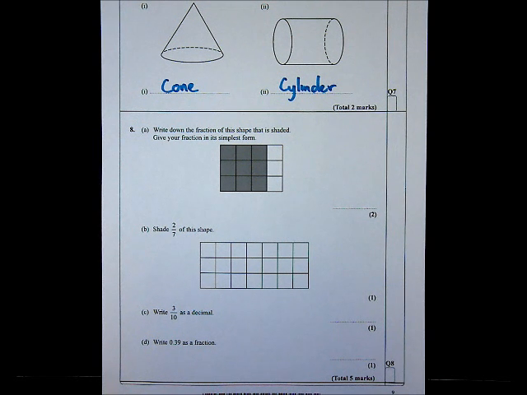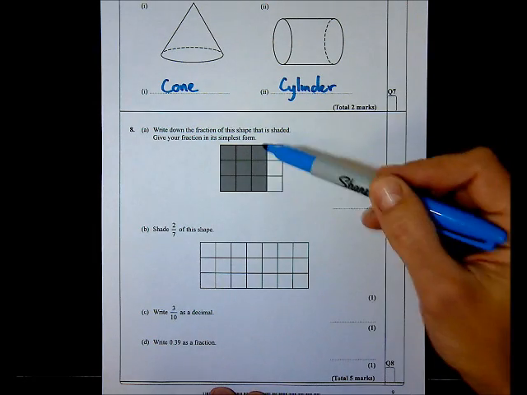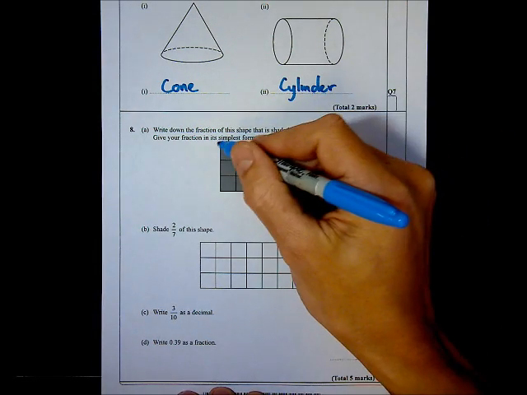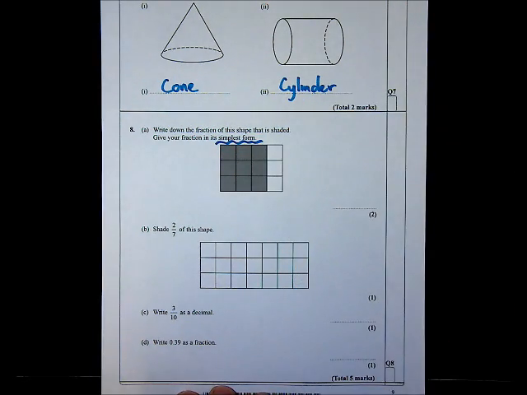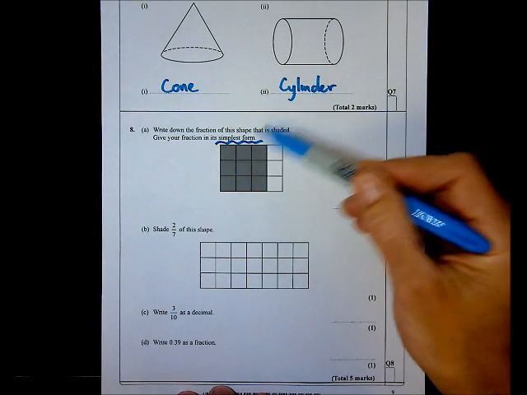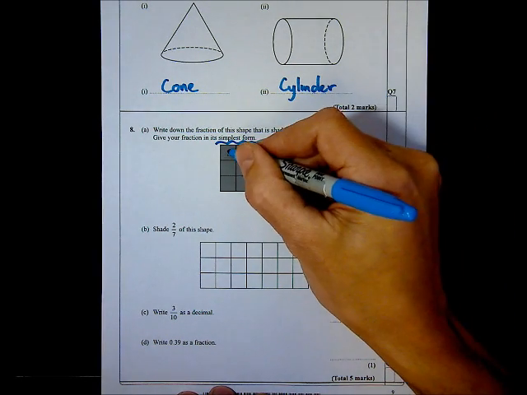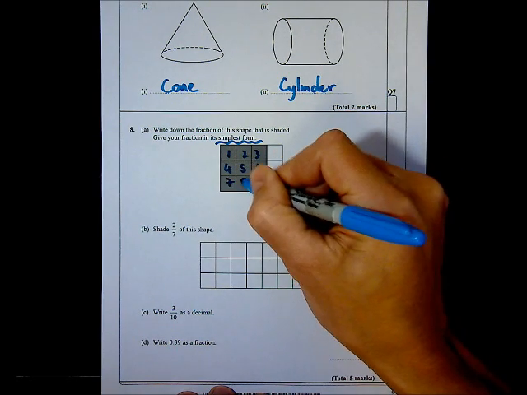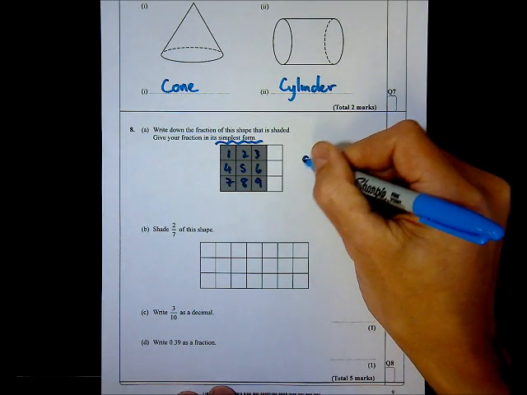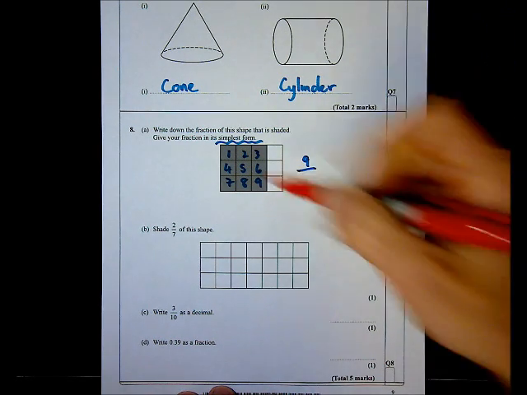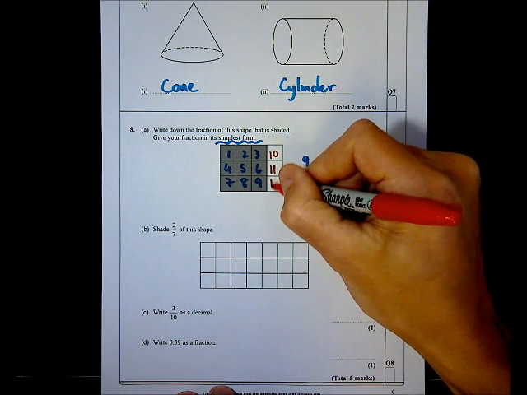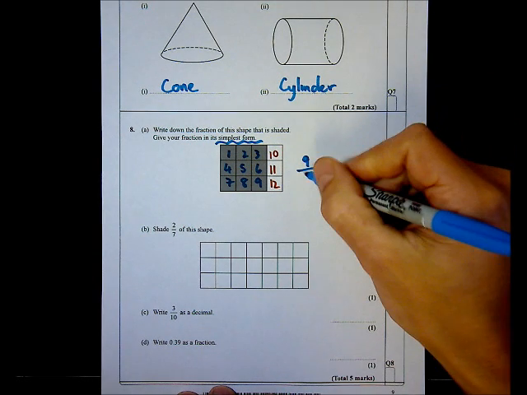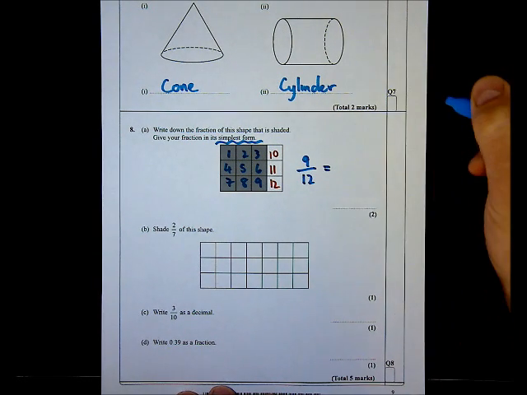On question number 8, I'm asked to write down the fraction of this shape that is shaded, and then I'm asked to give my answer in its simplest form. So I need to count the number of squares that are shaded. 1, 2, 3, 4, 5, 6, 7, 8, 9. So that would be 9 out of, and then add on the other shapes that are not shaded, and that would take me up to 12. So that's 9 out of 12, and I'm looking to simplify that.